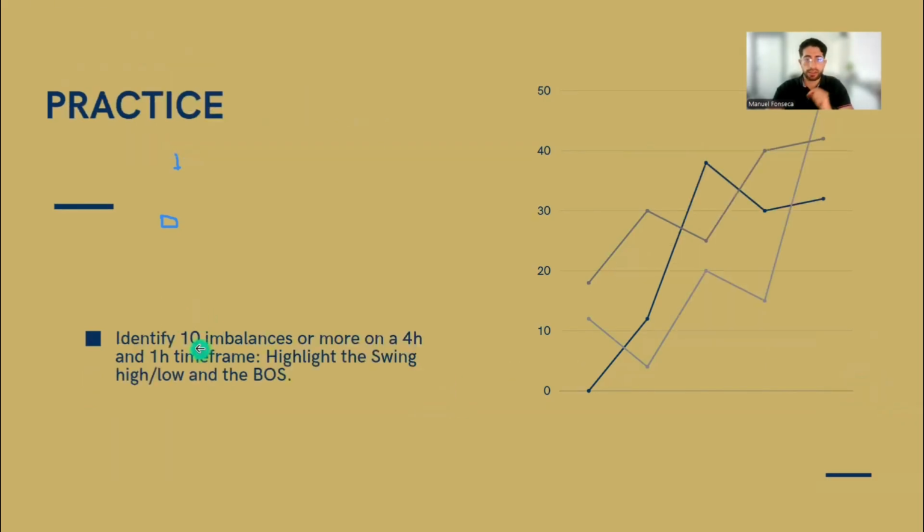And of course, we have homework. We need to identify 10 or more imbalances on a 4-hour or 1-hour time frame. We need to highlight the swing high and the swing low. Here we are mixing the two classes, which are higher time frames and lower time frames, and now order blocks and imbalances. Let's see an example of this, and let's get more understanding about imbalances.